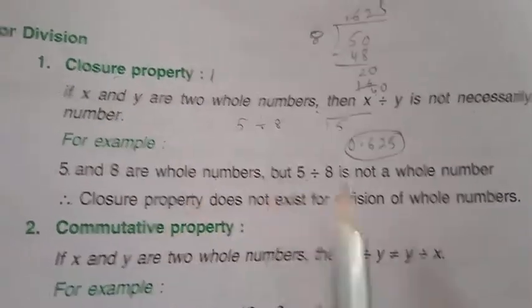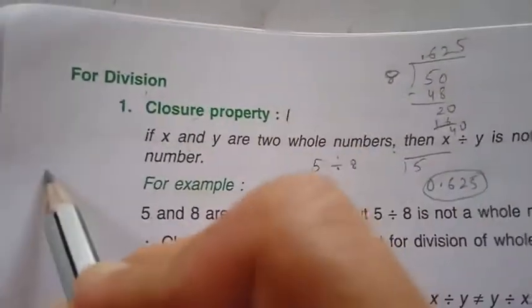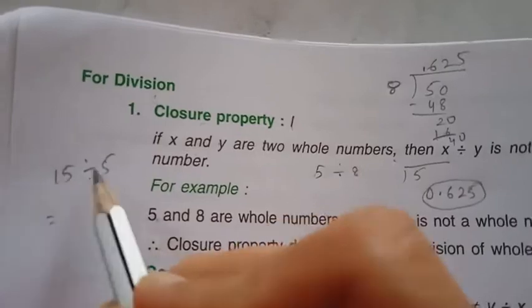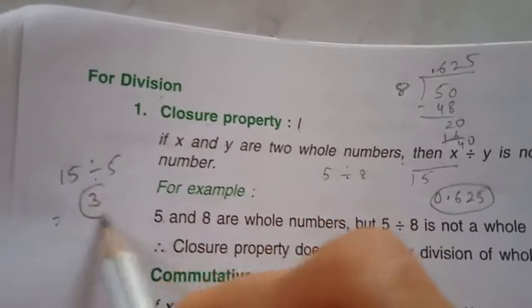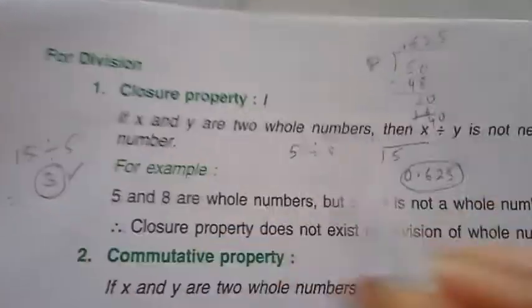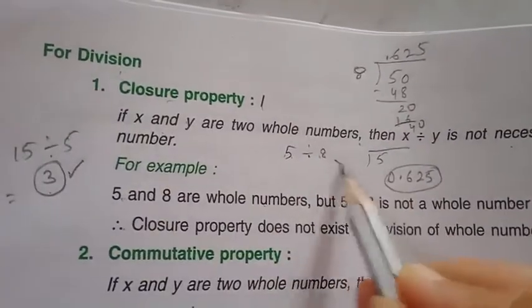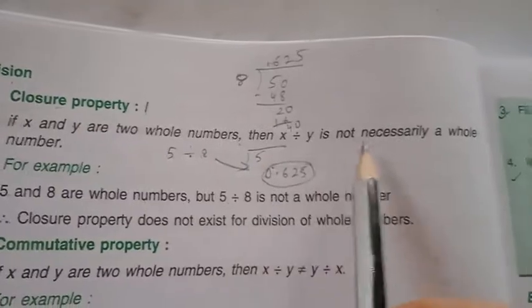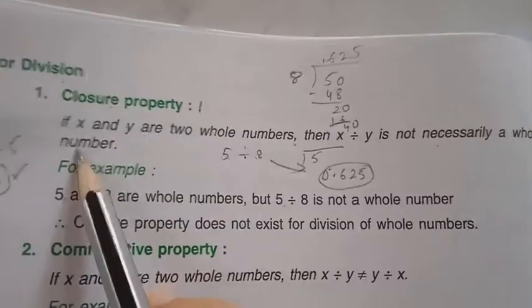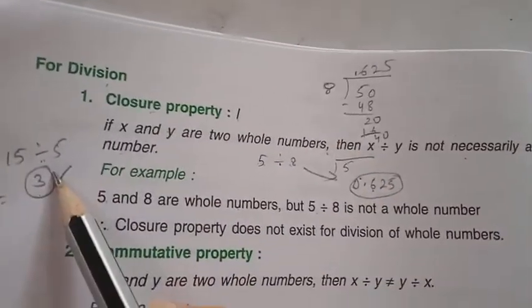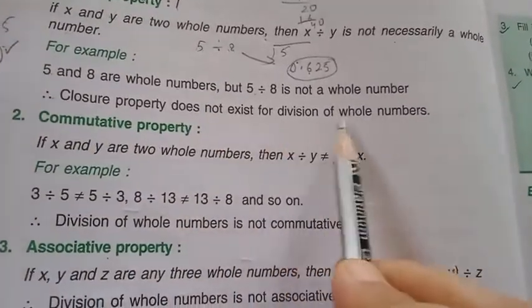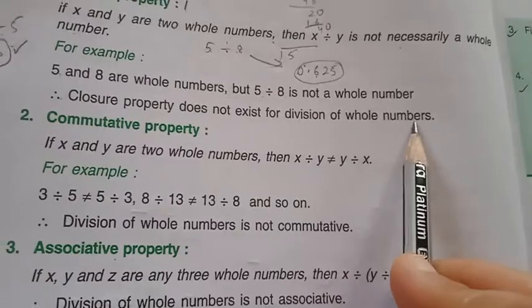But if I divide 15 by 5, I'll get 3. 3 is a whole number, but 5 divided by 8 does not come as a whole number. Sometimes it works, sometimes it doesn't work. So it is clearly said, it is not necessarily a whole number. So closure property does not exist for division of whole numbers.